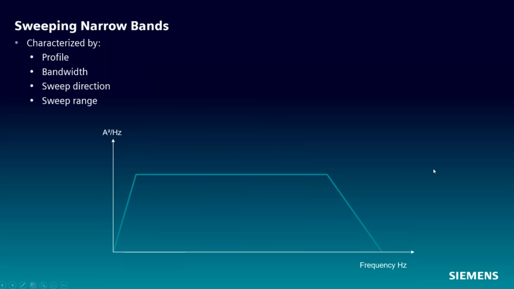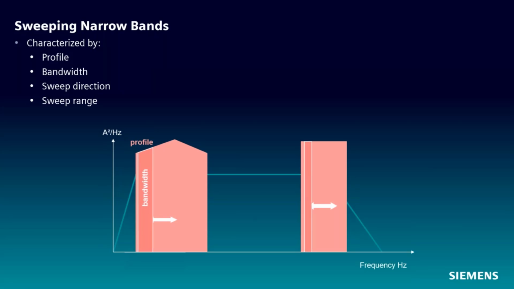What we're talking about with sweeping narrow bands is you define a profile, a range, and a bandwidth, and then the bands will sweep within the frequency range that is defined in the profile. And we'll also see that.